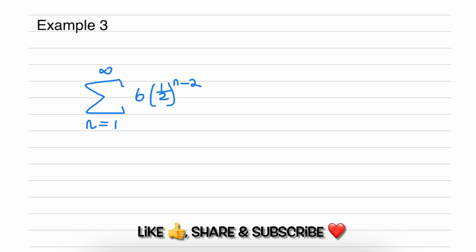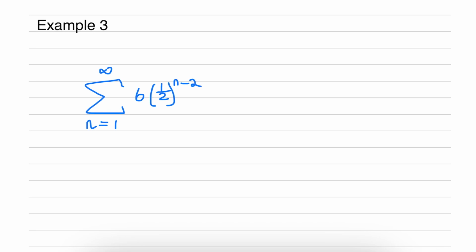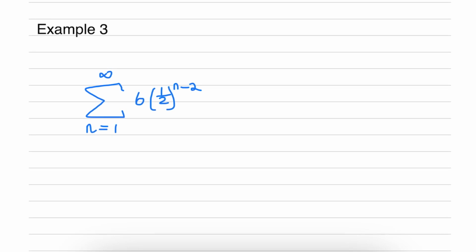And now finally, example number 3. Here we have a sum to infinity. Notice there's an infinity symbol at the top. So we're going to find the sum to infinity of this sequence over here, 6 times a half to the power of n minus 2. Let's start by calculating our first 3 terms of this infinite series.